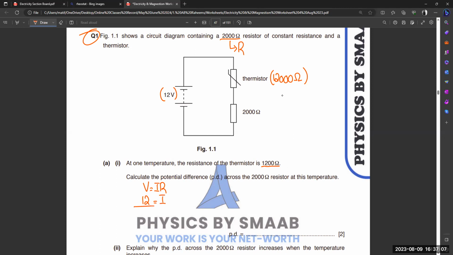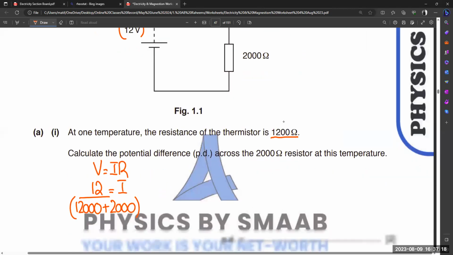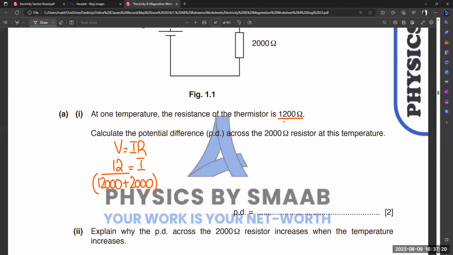So first we are calculating the value of electric current, and your value of resistance will be equal to the sum of both resistances, 12,000 plus 2,000. Actually, we find the current because they only ask about the value of potential difference across the 2000 ohm resistor. They are not talking about the whole circuit, because for the whole circuit we already have a value of 12 volt, right? But they are not asking about that.